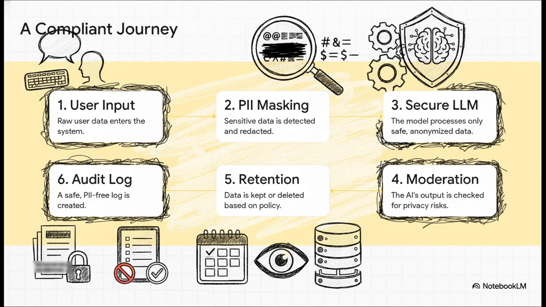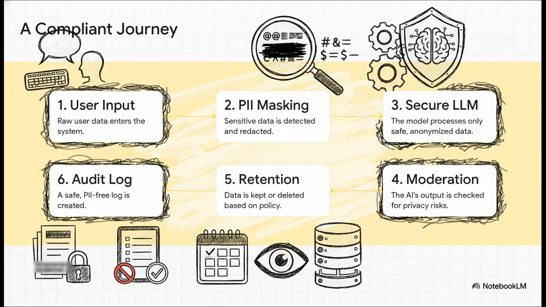Step 1. It all starts with the user's input. Step 2, and this is maybe the most crucial part, before that data ever touches your model, it has to go through a checkpoint that finds and masks any personally identifiable information, or PII. Step 3, only that clean, anonymized data gets sent to the LLM.